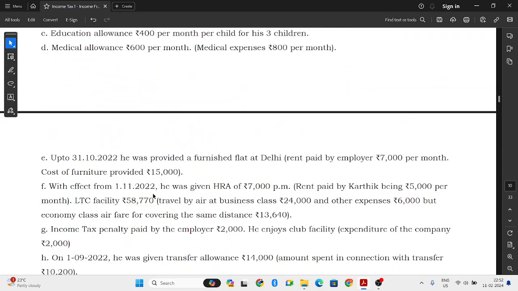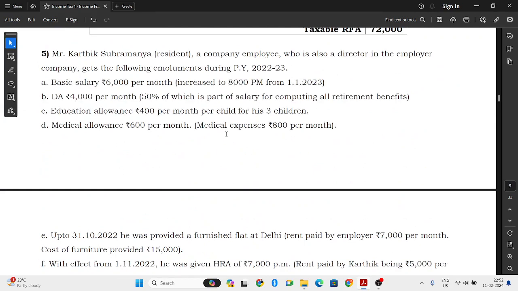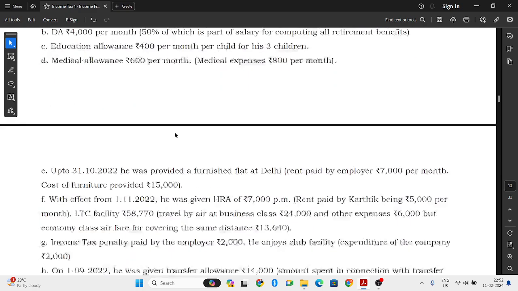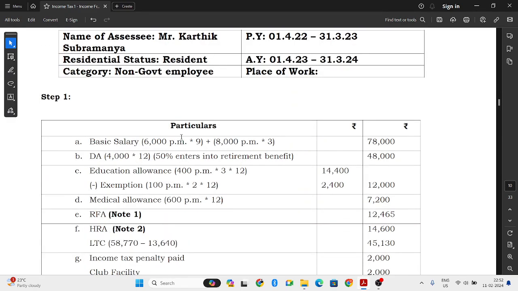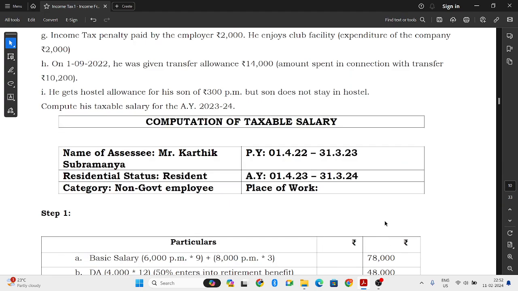Next, medical allowance they have given 600 per month. Medical expenses is 800 per month. But anyway, the allowance whatever they have given is 600 per month. So that has to be taxed. So medical allowance is 600 per month into 12 months, that is 7,200.